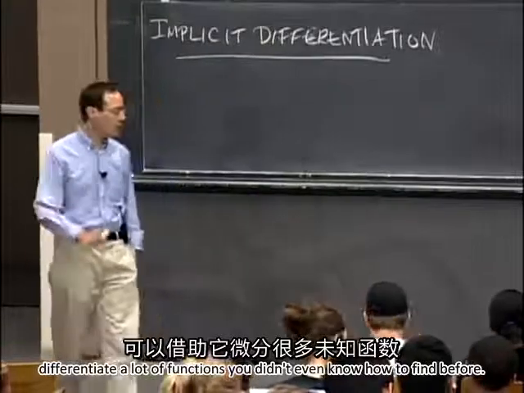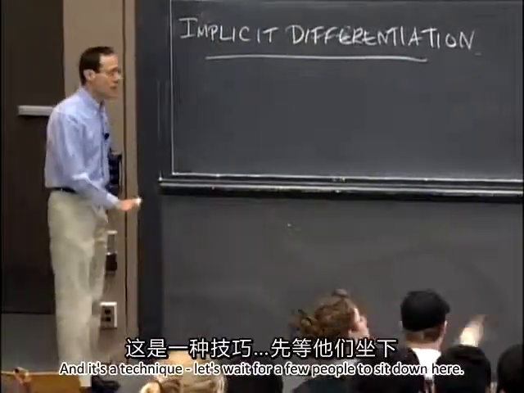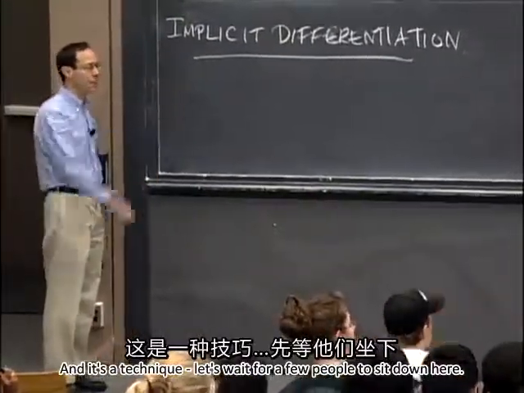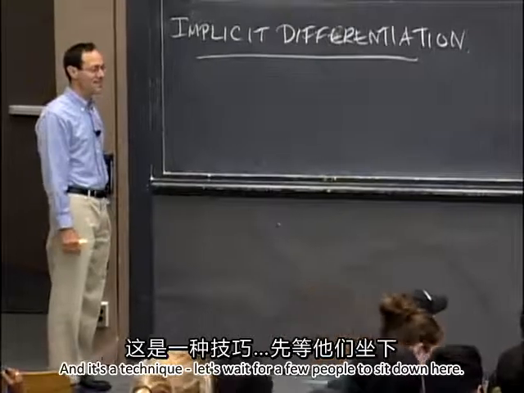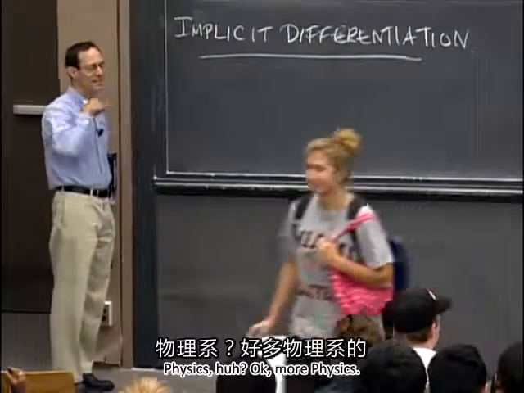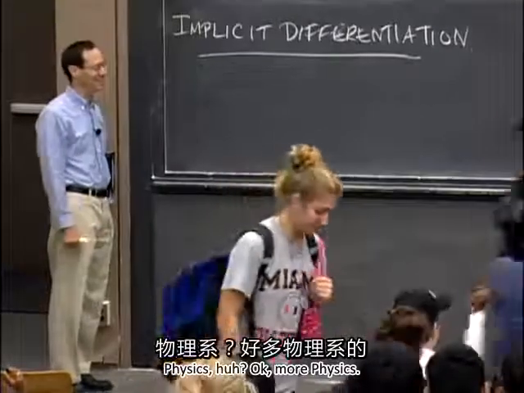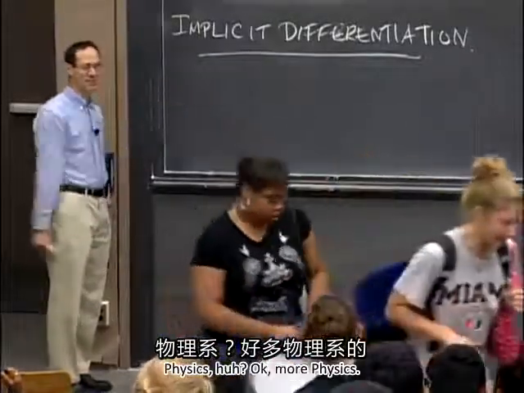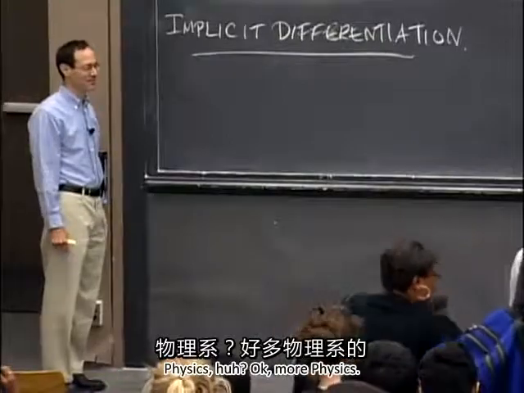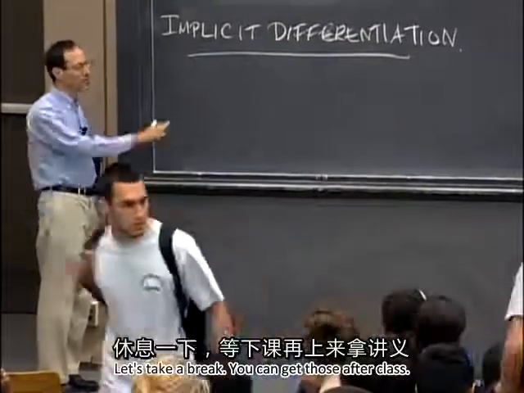So implicit differentiation is a technique that allows you to differentiate a lot of functions you didn't even know how to find before. And it's a technique, let's wait for a few people to sit down here. Physics, huh? Okay. Well, more physics. We'll take a break. You can get those after class.